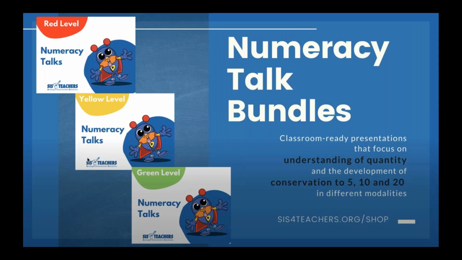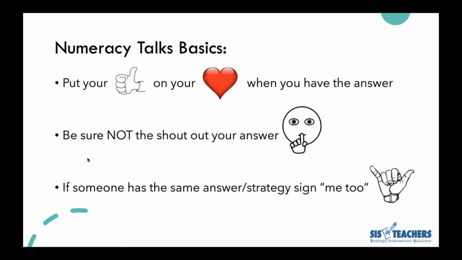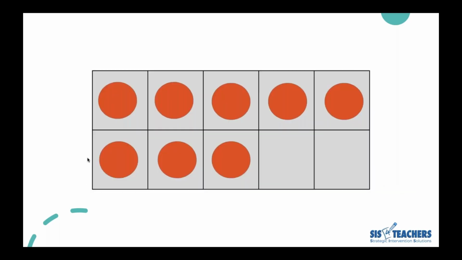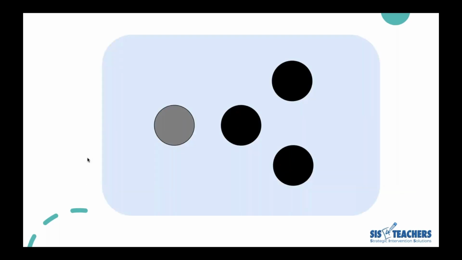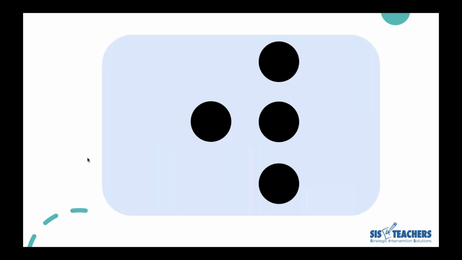The way the Numeracy Talks work, which we talk about a lot in the Numeracy Talk Basics video, is really getting kids to follow the same things that they normally would in a number talk. Put your thumb on your heart when you have an answer. Be sure to shout out your answer. If you have the same answer as somebody or the same strategy, you're going to sign me too. And in that basics video, it will tell you how to get the Numeracy Talk set up in your classroom. And as you can imagine, the PowerPoints are filled with lots of the different things that you see, from the scatters to the 5 frames to all of those different things.